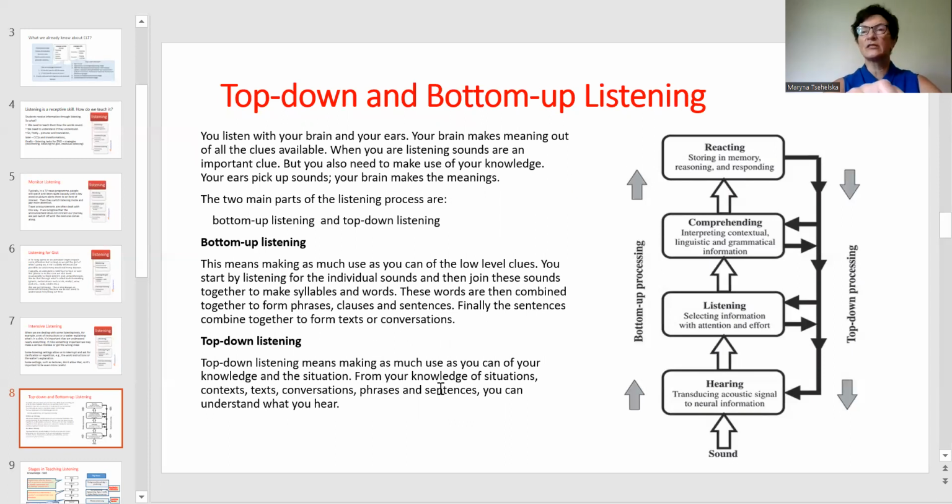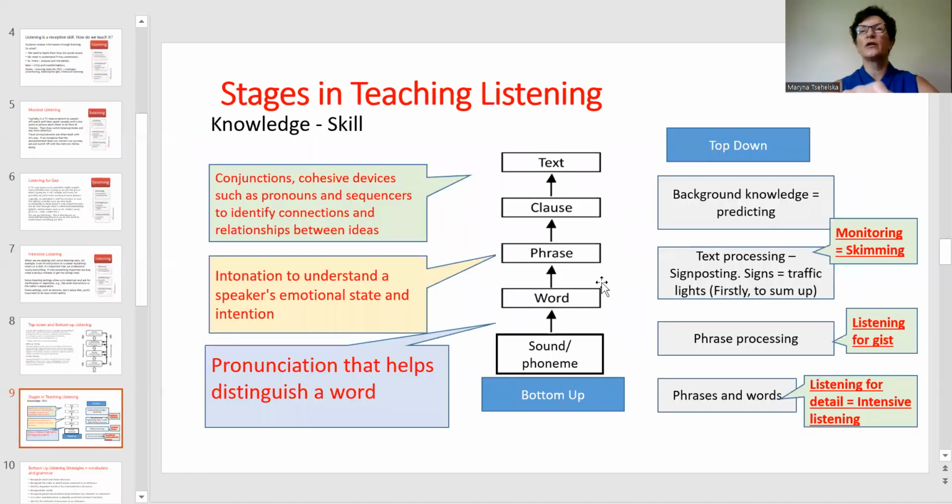In top-down listening, we go a different way. We go from the top to the very down. And here in top-down listening, it's very important to have background knowledge. Remember, we talked about the students and the importance of background knowledge. Same is here. When we go top down, it's important to predict.